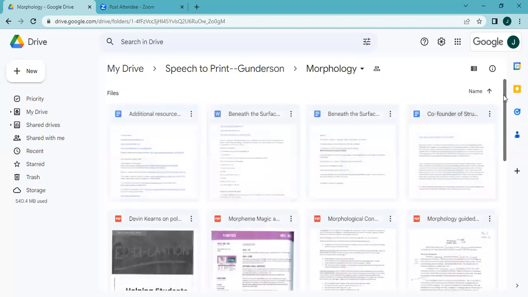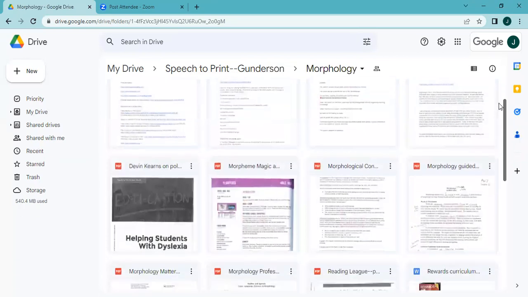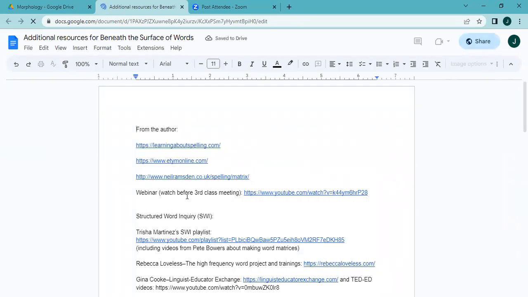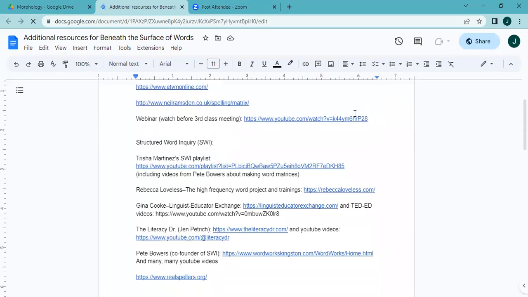So this is what I have in the morphology folder. Okay, first thing is additional resources for Beneath the Surface of Words. Here are some resources right here from the author on the top there. And then when she and I were speaking on the phone, she recommended this webinar that she recently gave about morphology and written English. So if you don't mind, please watch that before the third class meeting for this book study. And that will help us have a deeper understanding as we go into that first question and answer session with the author.